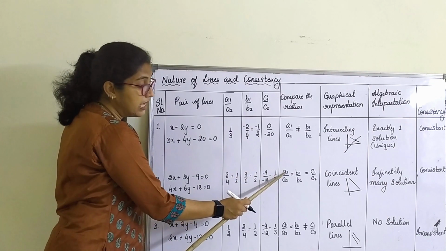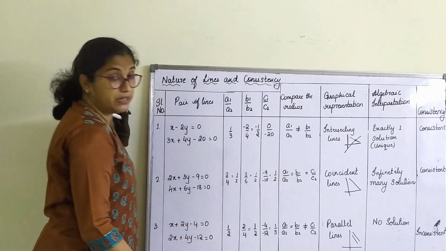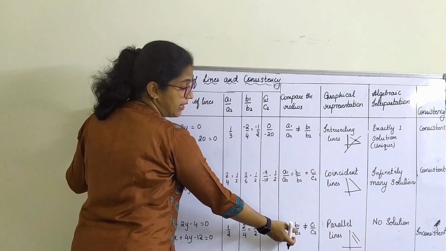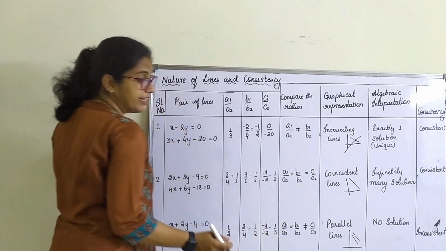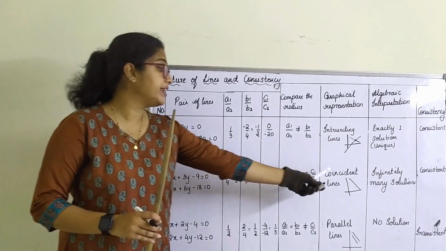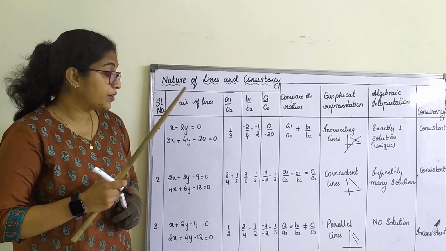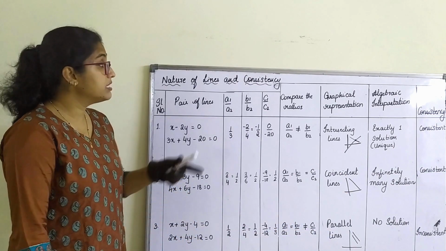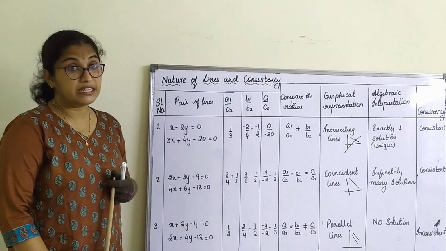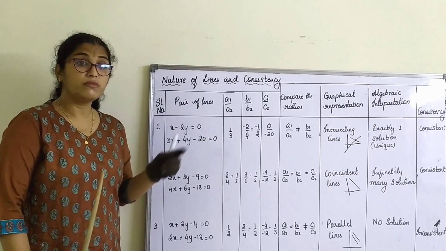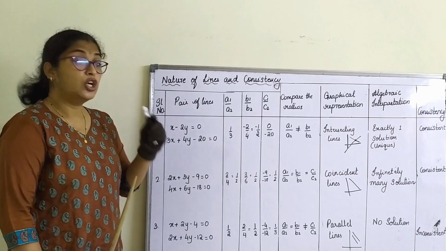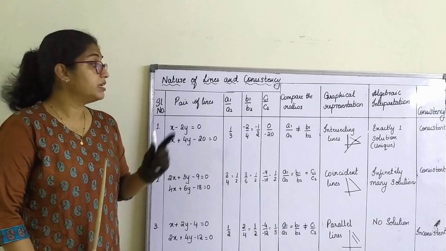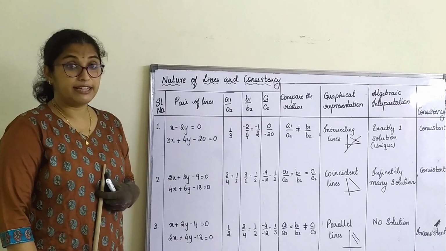Now look at this. A1 by A2 should be equal to B1 by B2. What if this is not equal? Then it becomes parallel line. Only if C1 by C2 is equal, only then we get coincident line. If you get C1 by C2 not equal, you get parallel lines. So this is the nature of line and consistency. How we can interpret the graph only based on the given linear equation by comparing that equation to its ratios.